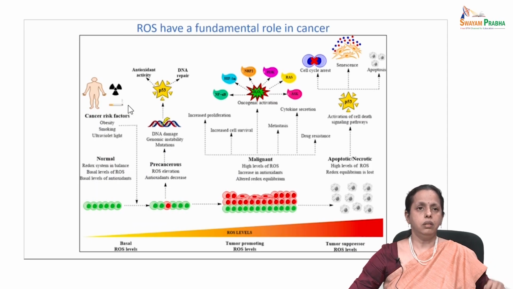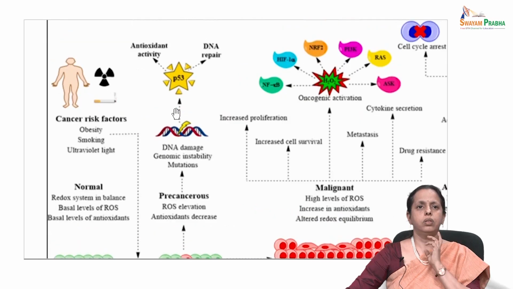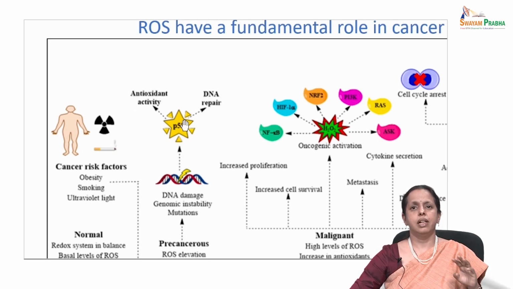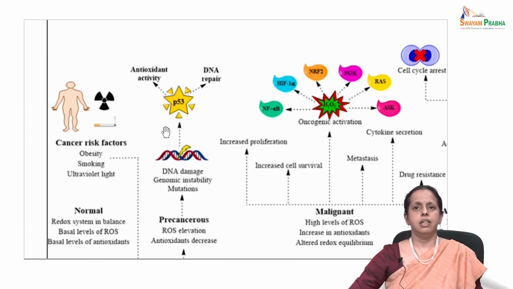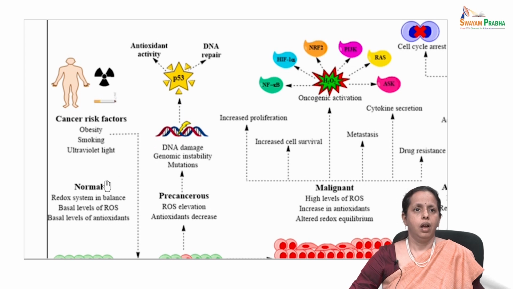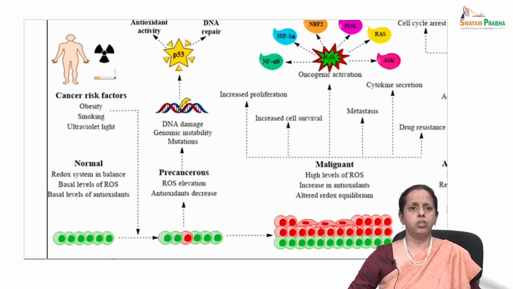Just pay attention here. I want to show how ROS have a fundamental role in cancer cells. In normal cells, the green cells, which are under normal homeostatic balance, there is a basal level of ROS and a basal level of antioxidants. Everything is normal.